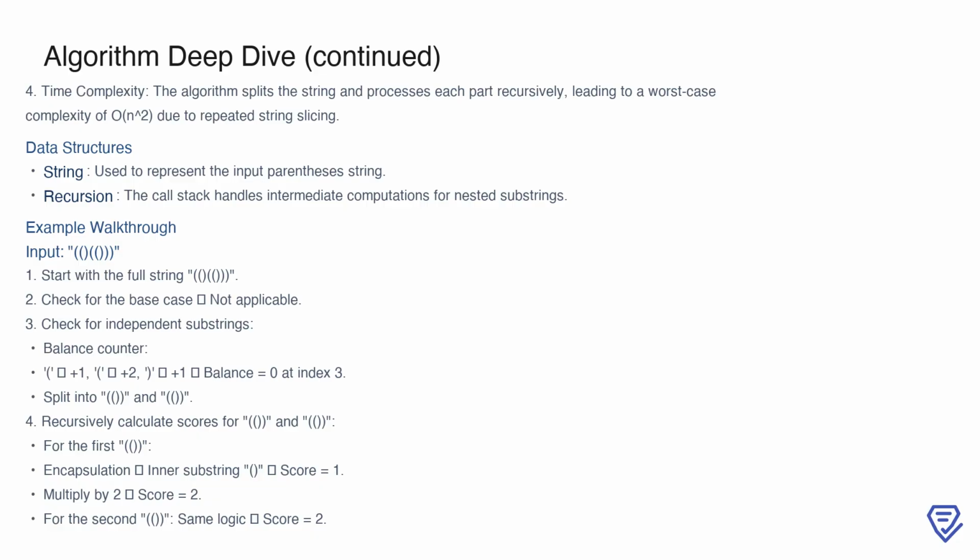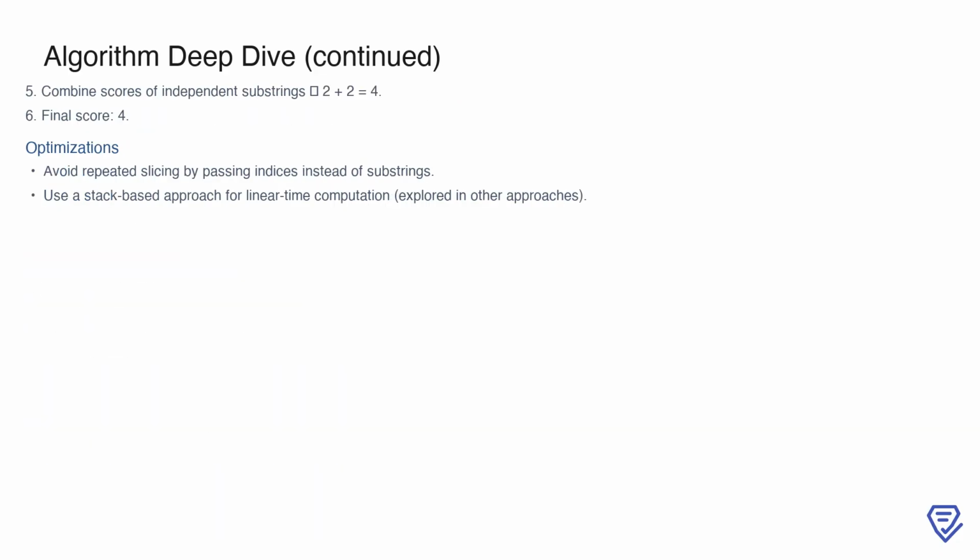The same logic applies to the second, also resulting in a score of 2. Finally, we combine the scores of the two independent substrings. Adding 2 and 2 gives a final score of 4.